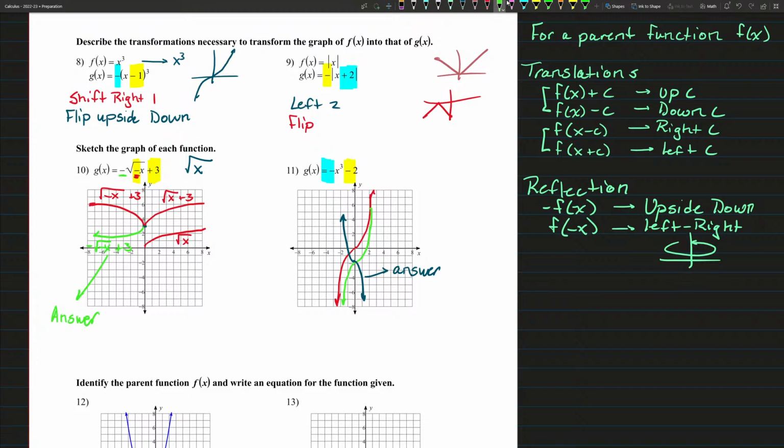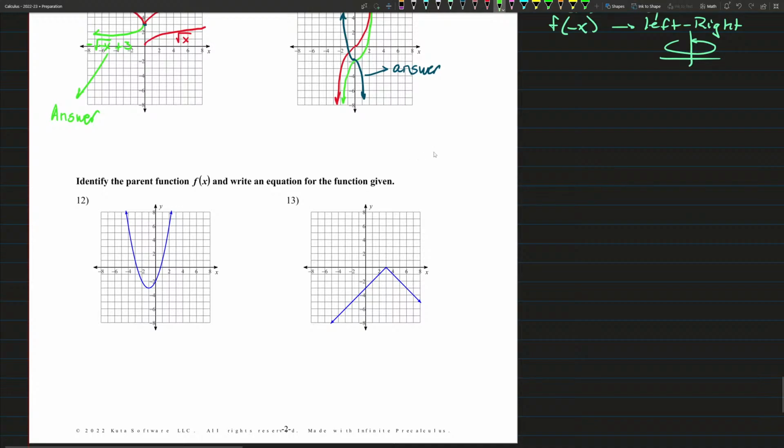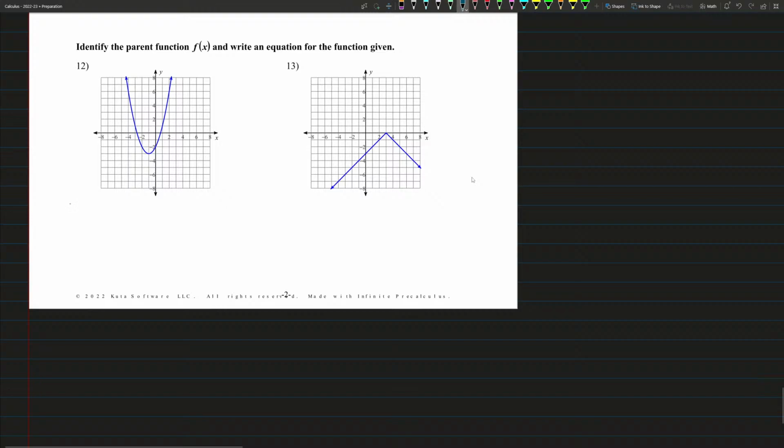All right. Last 2 questions. It says to identify the parent function and write the equation for the given parent function. So number 12, the parent function is f of x is equal to x squared. That's the parabola. And this parent function is shifted left 1 unit and down 3 units. So this is left 1 and down 3.